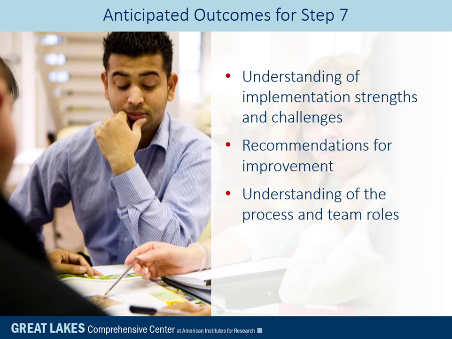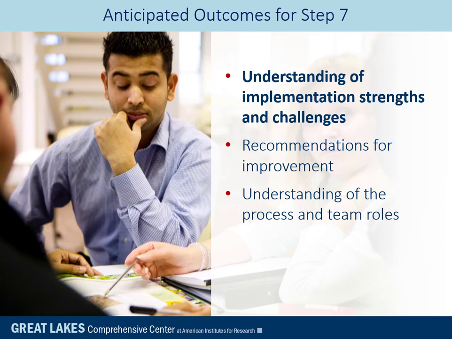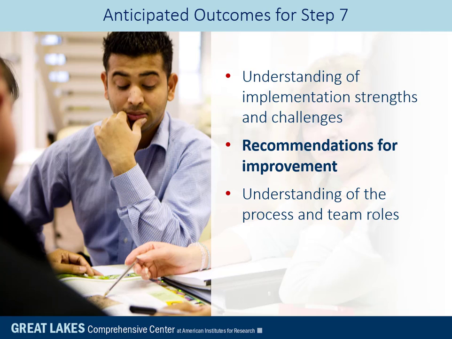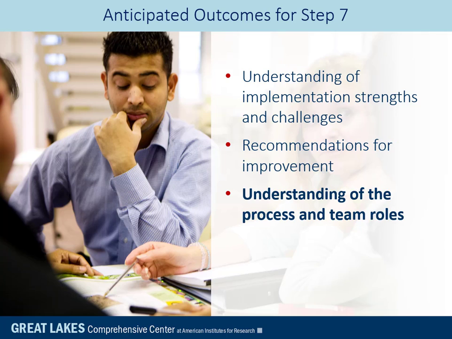The outcomes anticipated at the end of Step 7 are a shared understanding of the strengths and challenges of the previous year's EWIMS implementation process, and clear recommendations for improving the school's EWIMS process. The team feels poised for success for the coming school year. Team members have a clear understanding of the process and their roles.